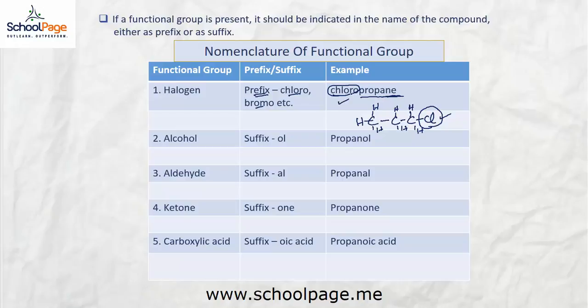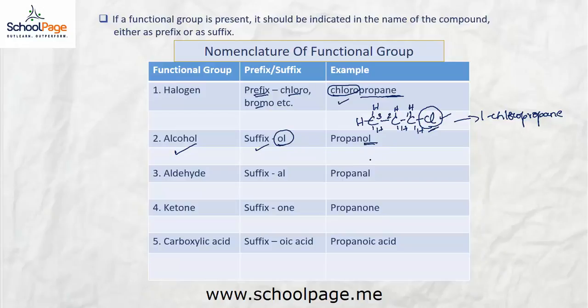I attach a prefix as chloro. Now when I number it, I'll number it like this: 1, 2 and 3, so that the functional group gets the least possible number. So it is 1-chloropropane. So I can also write it as 1-chloropropane. Observe here, next is the alcohol group. So it is a suffix. You're going to add OL. So it is OL, propanol.